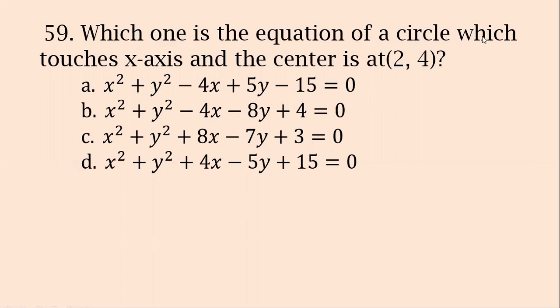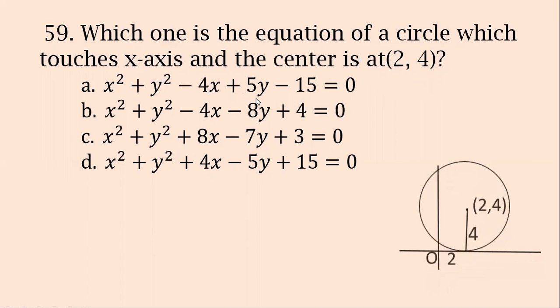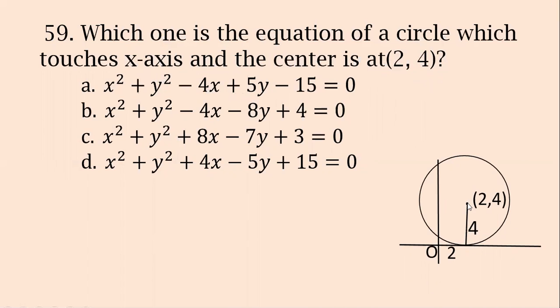Okay, then 59. Which one is the equation of a circle which touches x-axis and the center is at (2, 4)? That is, center (2, 4) and the circle touches x-axis. It will be very easy if we draw the picture. See, this is the center (2, 4) given, and another information is given: it touches x-axis. If it is (0, 0) and it is (2, 4), then it is 2 and it is 4. So it is very well understood that the radius will be 4.